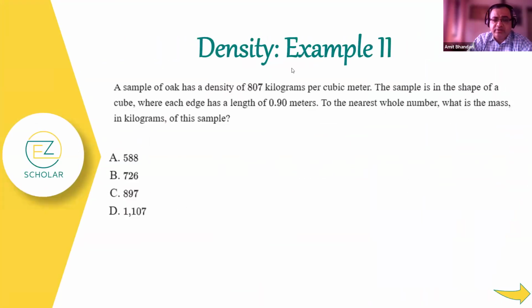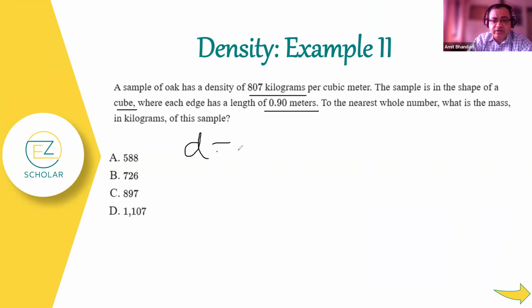Let's look at a second question. A sample of oak has a density of 807 kilograms per cubic meter. The sample is in the shape of a cube, okay, where each edge has a length of 0.9 meters. What is the mass in kilograms of this sample?